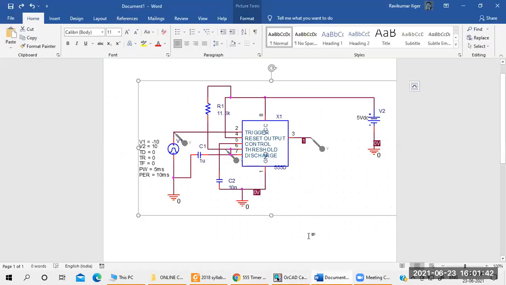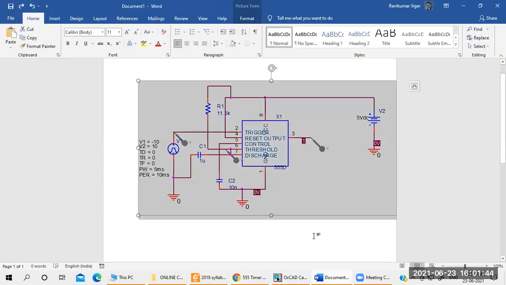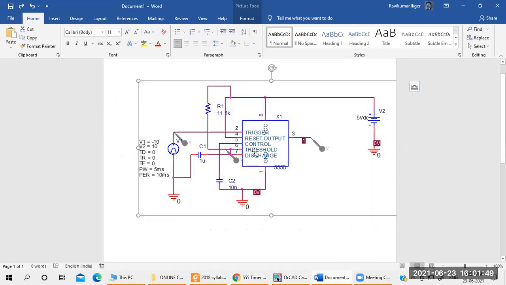Okay, in the software I've taken a circuit diagram like this one. Here I've made some arrangement for the monostable multivibrator. First I've taken the IC 555 timer here. Pin number 1 is connected to ground. Pin numbers 6 and 7 are connected to a capacitor and shorted here. Then pin number 4 is connected to the VCC value, that is 5 volts.